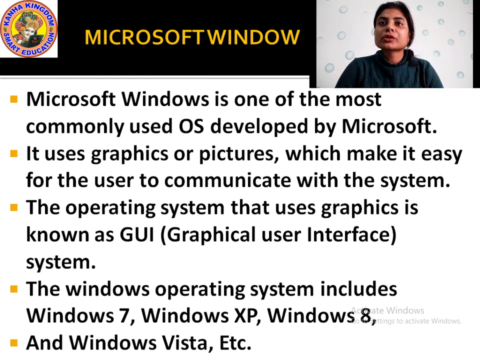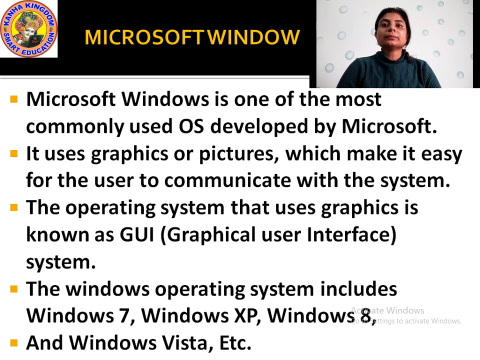Microsoft Windows is one of the most commonly used operating systems developed by Microsoft. Everybody uses this operating system, and it is developed by the company named Microsoft. It uses graphics or pictures which make it easy for the user to communicate with the system. The graphics and pictures are used in this system so that it becomes easy to work on the computer.